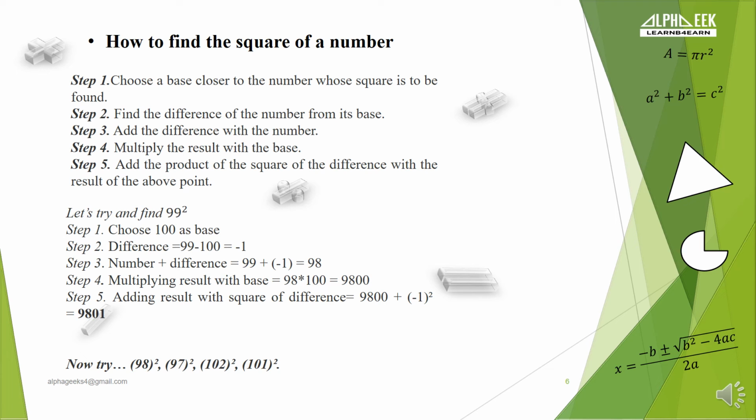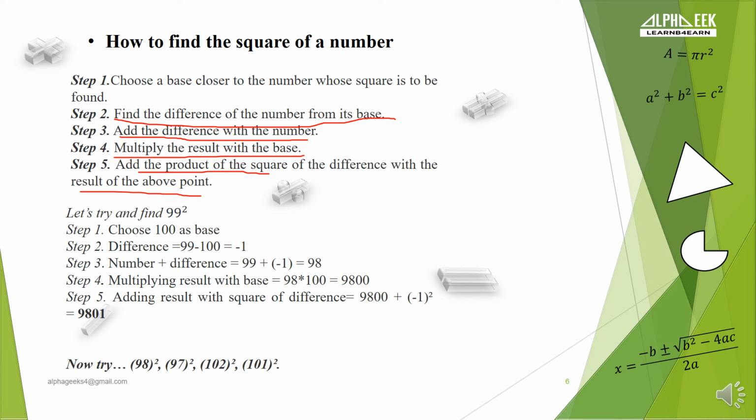Now you have to find the difference of the number from its base. After finding the difference, add that difference to the number. Now multiply the result with the base. Remember, the base you have chosen must be a simpler number so that your multiplication is very easy. Now add the square of the difference to the result of the above step. Correct? Let's see. We'll discuss an example too.